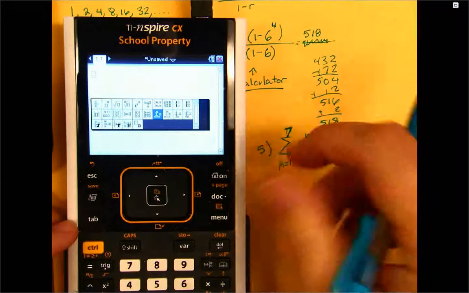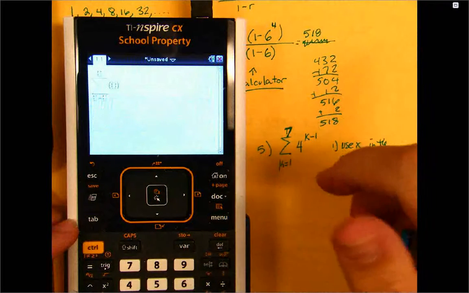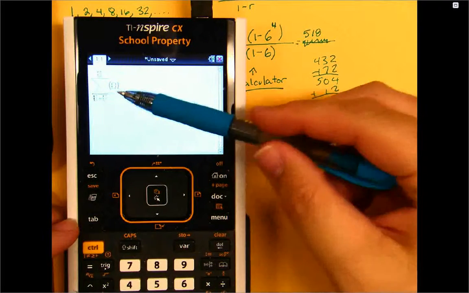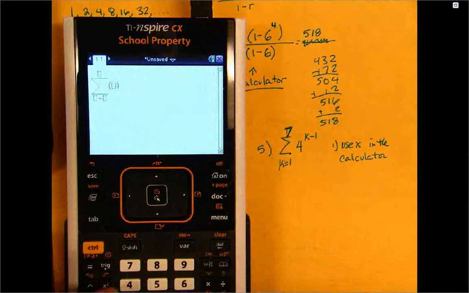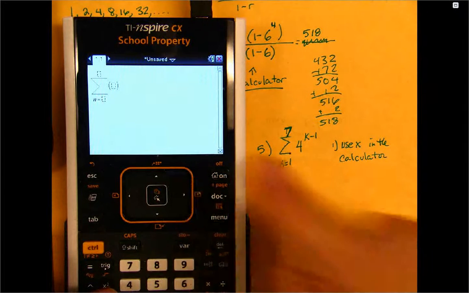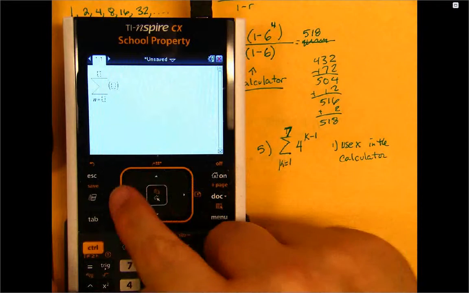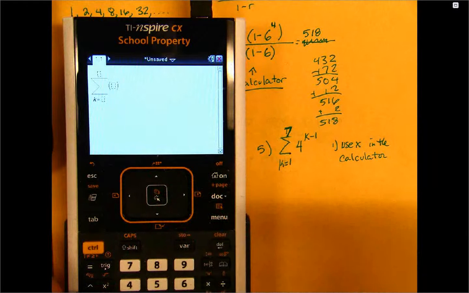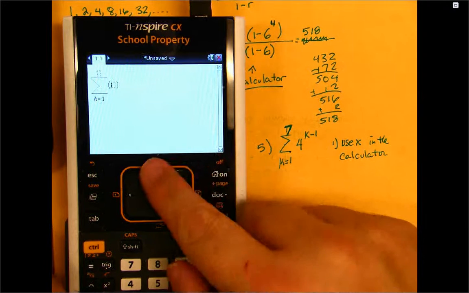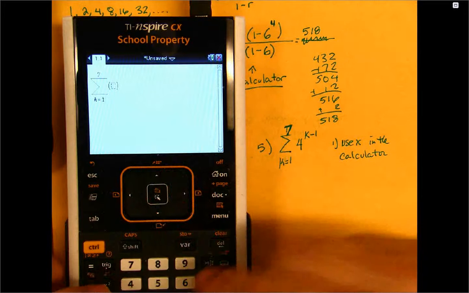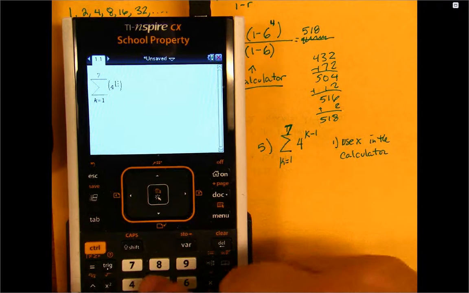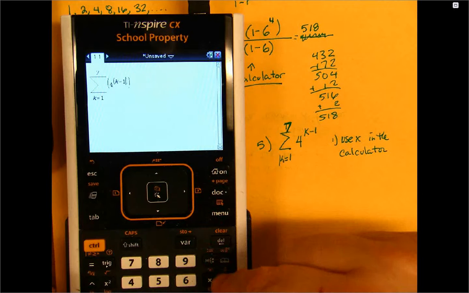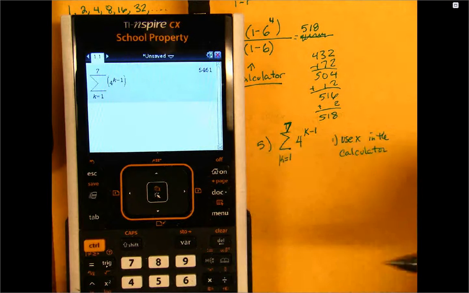You plug that in, and then you can put anything you want in there. If you want this to be n equals, well, actually, let's do this. It says k. Let's see if the calculator would do this. K equals 1. Then we go up here to 7. And then we get 4 raised to the k minus 1. You get your answer.